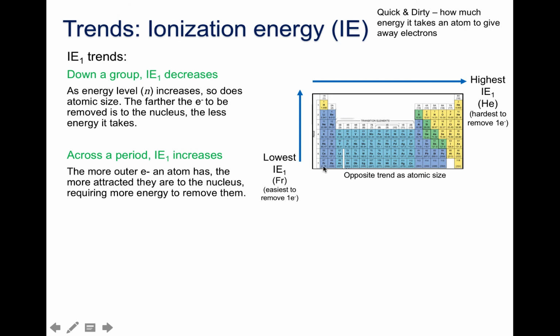The 7th energy level is the furthest away from the nucleus. So that one lone valence electron is really far away from the nucleus. So pulling that off isn't going to require much energy on francium's part. So it's very likely to give away that electron.